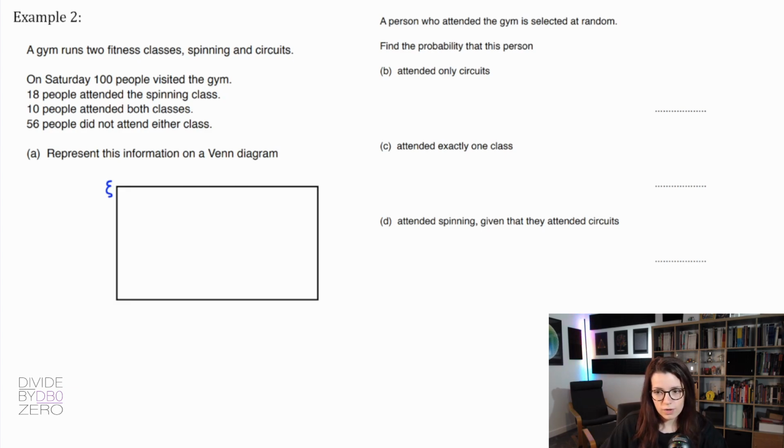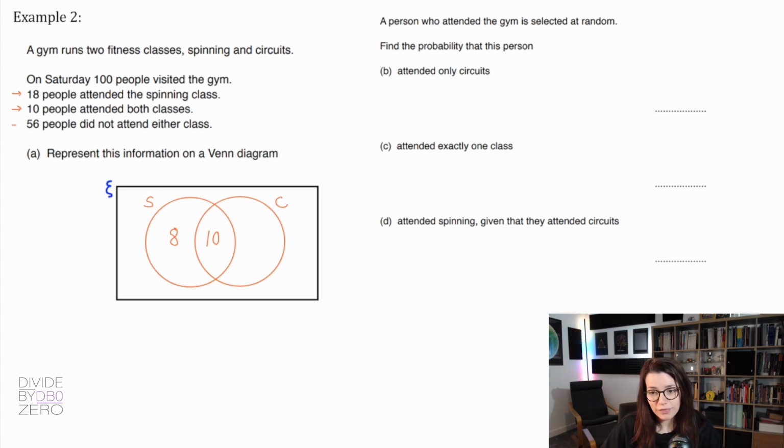So let's draw a Venn diagram to represent the information. 2 circles, one for the spinning class and one for the circuits class. Now, when you fill in a Venn diagram, it's always best to start with the overlap if you can. And in this case, we know that 10 people attended both classes, so 10 can go in the middle. We then know that 18 people attended the spinning class, so that means there's going to be an 8 here, so that altogether in the spinning class circle, there are 18 people.